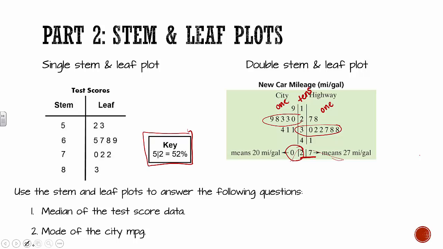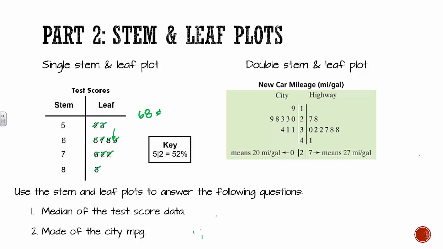So let's answer some questions. We're asked to use the stem and leaf plots to find the median of the test score data. So we can do the same thing that we did before, where we cross off the highest and the lowest and keep going in. And then remember, this reads 72, so that's my next highest number. Next lowest, next highest, next lowest, next highest, next lowest, and next highest. So it ends up being somewhere right in there, which means it's in between 68 and 69.